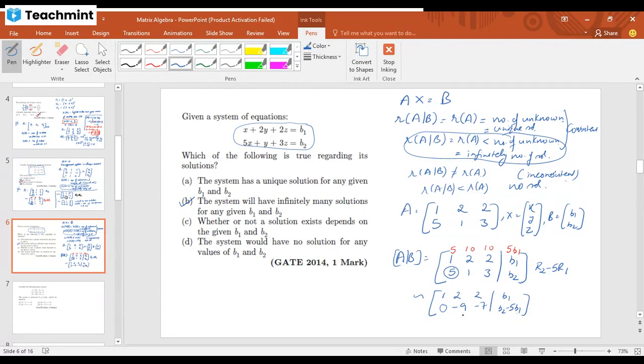So clearly, it is a row echelon form. The rank of the augmented matrix and the rank of the matrix A: because it has two non-zero rows, the rank of A is 2, and because the rank of A is 2, the rank of the augmented matrix is also 2. Whether this entry is 0 or non-zero, it doesn't matter. But it is less than the number of unknowns, because the rank is 2, which is less than 3, the number of unknowns. So automatically this system has infinitely many solutions. Hence the correct answer is option B only.